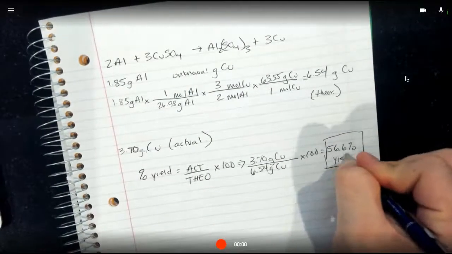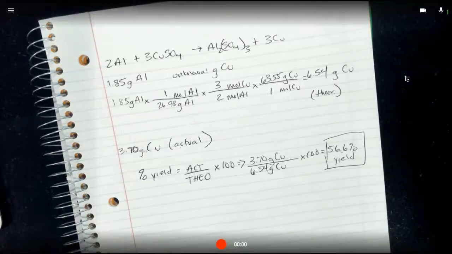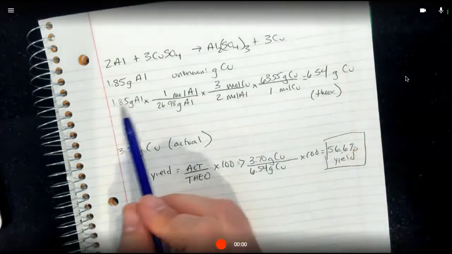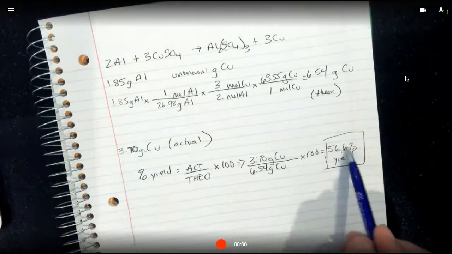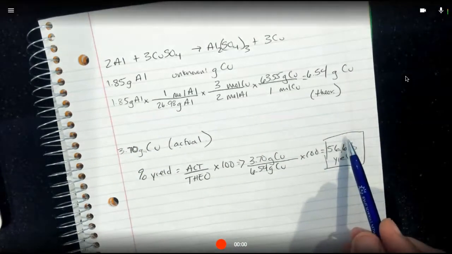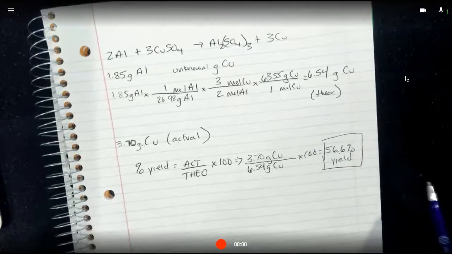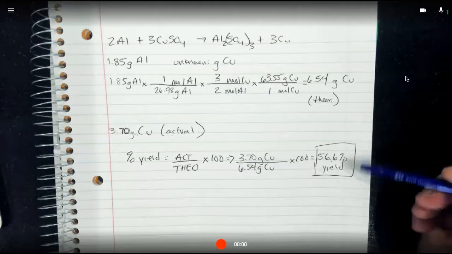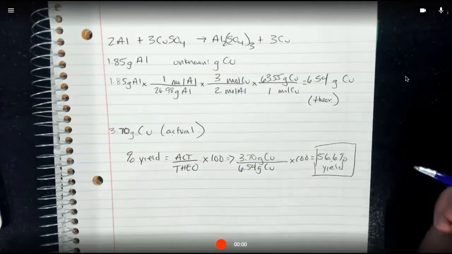So this is our yield. We have a 56.6% yield. This indicates that of all of this aluminum that reacted, we only got 56.6% of our expected product. So then you could take that value back to your research team or board of finance and ask, how can we improve this value here?